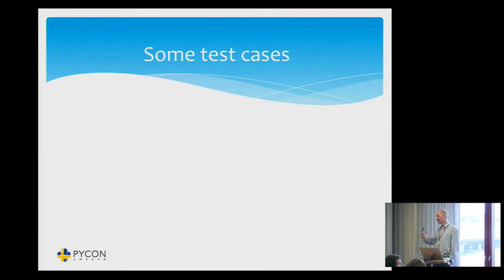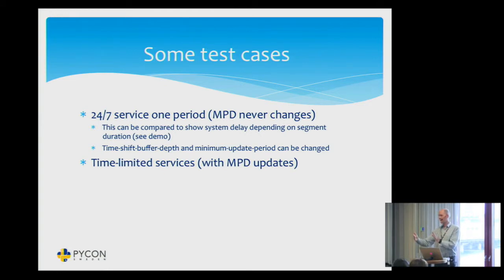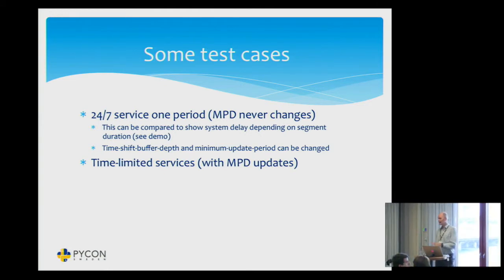So these are some test cases which I can do. First, an infinite series, a 24/7 series, 24 hours a day, 7 days a week. And then I can change some parameters, like what is the time shift buffer depth and things like that. They can also be time-limited services. This is a 1 hour service, and then it's stopping, and then there's another service coming back later on, and so on. I can have multiple periods.